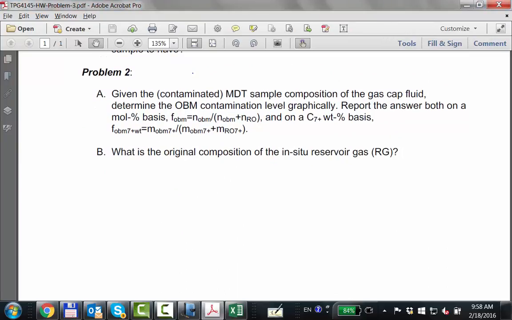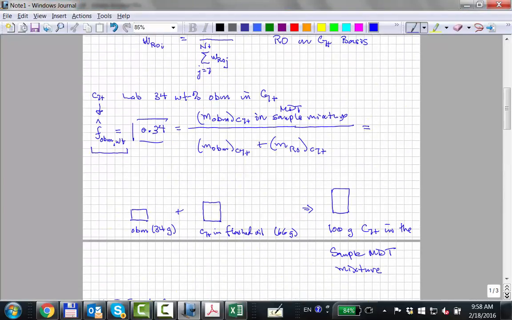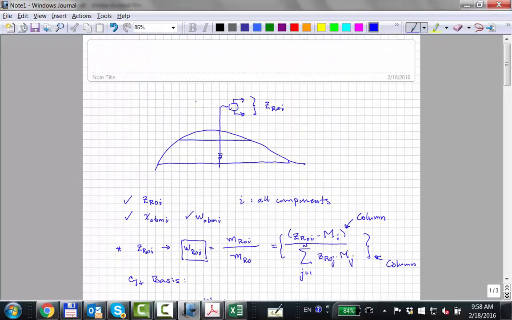Now the second problem is that we're given such a contaminated MDT sample up here. We drill a new well in 2015 and we basically collect an MDT sample of the reservoir gas. Okay? And I'm going to call that basically MDT composition. That's what we collected. And this is for the reservoir gas.